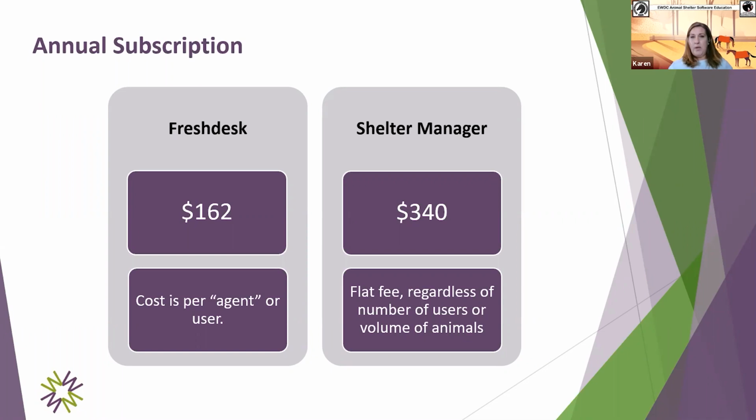Let's just get it out of the way right now. What's the annual subscription for each of these? Freshdesk charges per agent is what they call it, or user. The normal fee is $15 per agent per month, which is $180 per year.